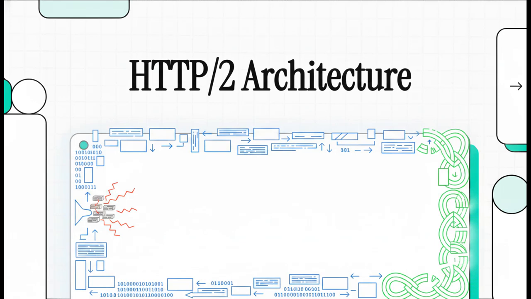Today, we are absolutely geeking out over the architecture of HTTP/2. We're going to look at exactly how this standard totally revolutionized web architecture by tearing down a massive text-based bottleneck, a bottleneck that honestly held the internet back for almost 2 decades. So let's jump right into the first principles of this system optimization.